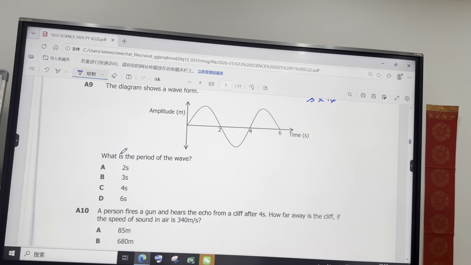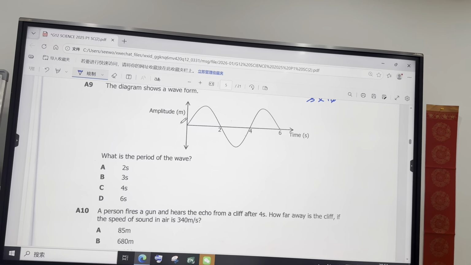Okay. Let's go to question A9. The diagram shows a waveform. So this is a waveform. What is the period of the wave? Just like we looked at period of the pendulum, we also have period of the wave. We can also define the period here in relation to the wave. So period of the wave is also the time taken to make one complete vibration. By one complete vibration, I mean one complete wave.